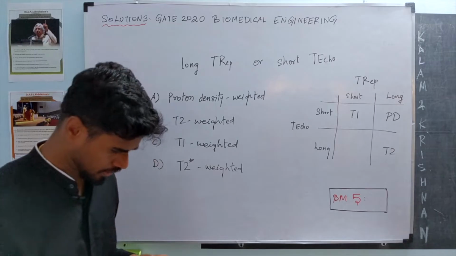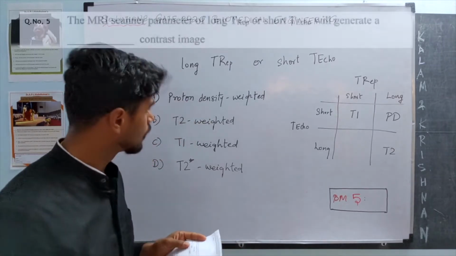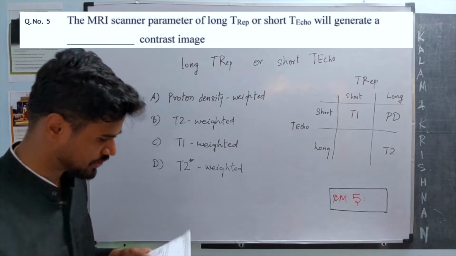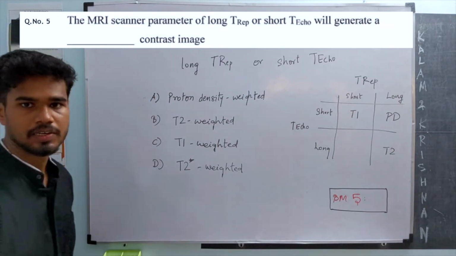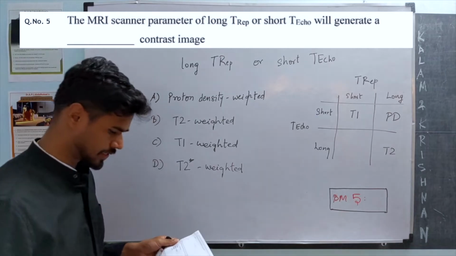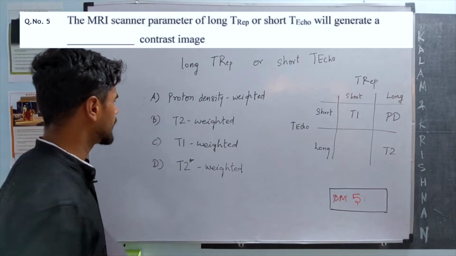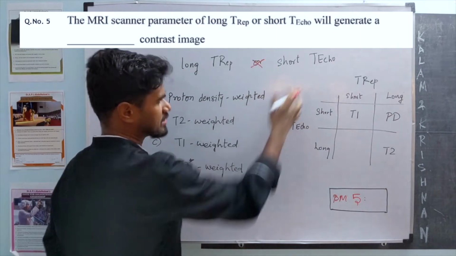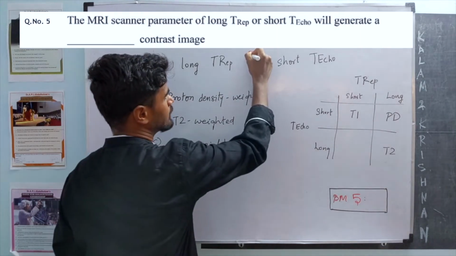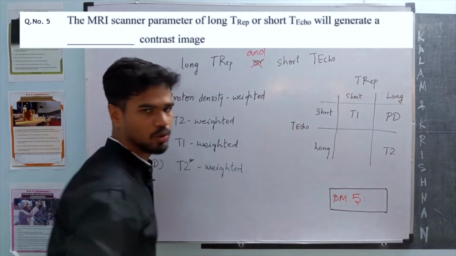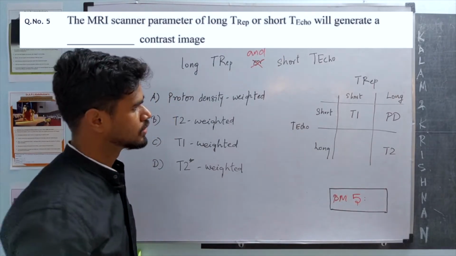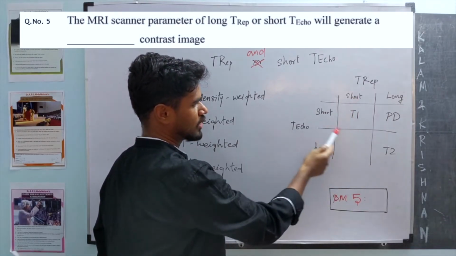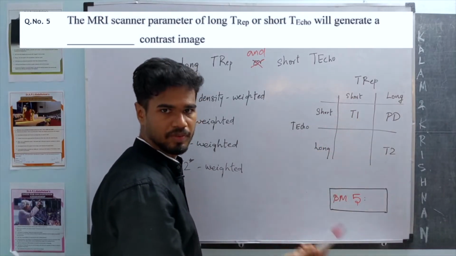Fifth question. The MRI scanner parameter of long T-rep or short T-echo will generate a dash contrast image. I think there is a typo in the question, which is why they said it's marks to all, right? Both these parameters can be independently varied. Had this been long T-rep and short T-echo, this is what the combinations would result in. Short T-rep and short T-echo will give a T1 weighted image.